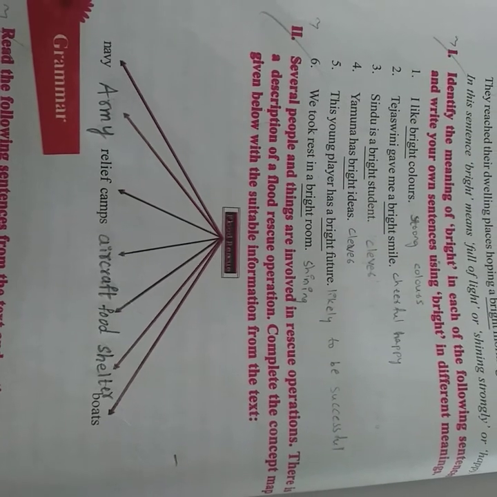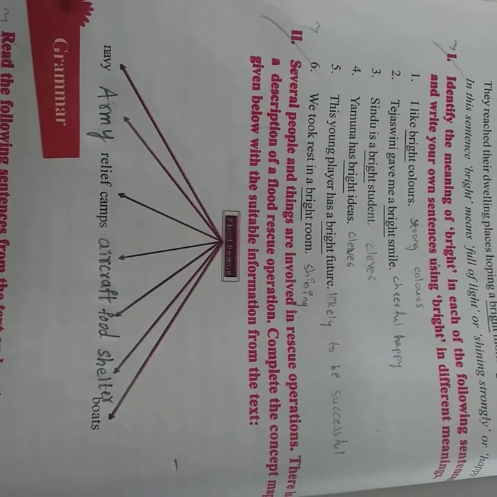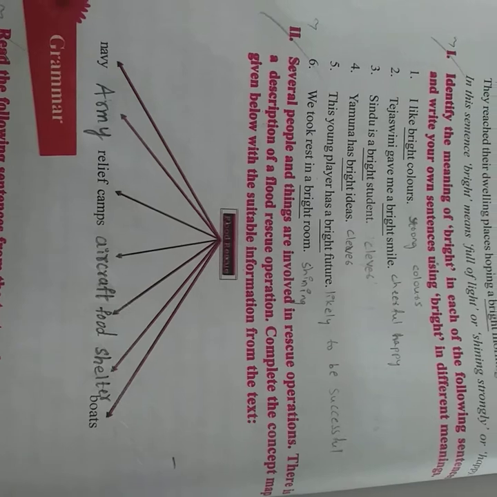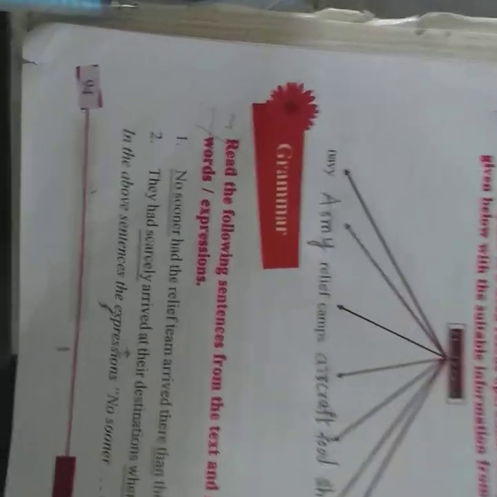Okay, in the last class I explained the first bit. Now we are going to deal with the second bit, children. Okay, what is given in the second bit? If you see in the textbook, page number what? Page number is 94, children. All are able to see now?